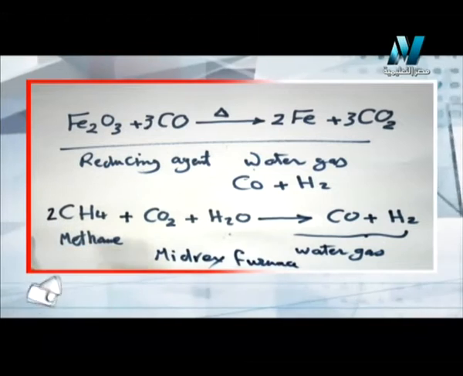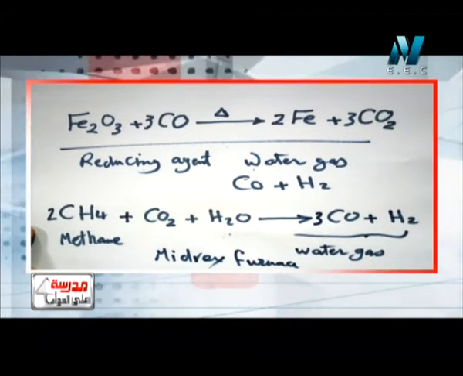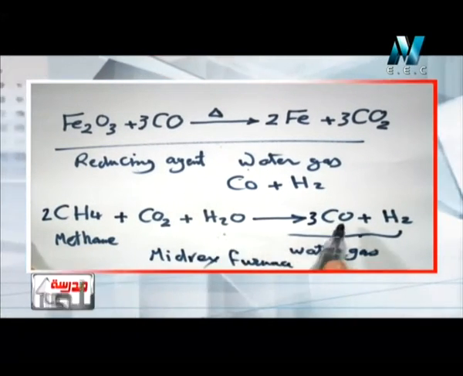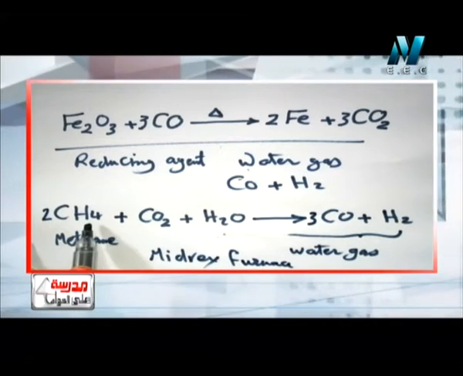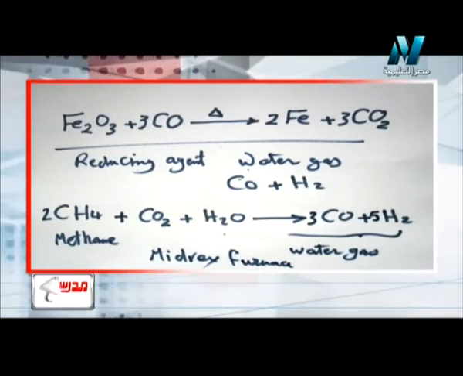2, 3 carbon and oxygen, 3 oxygen, hydrogen 2, 4 by 8, so 5 O2. This is how to get a reducing agent in the Midrex furnace.